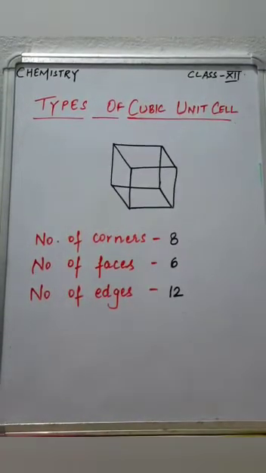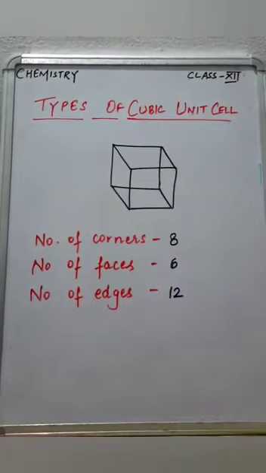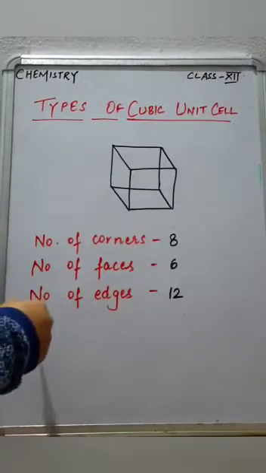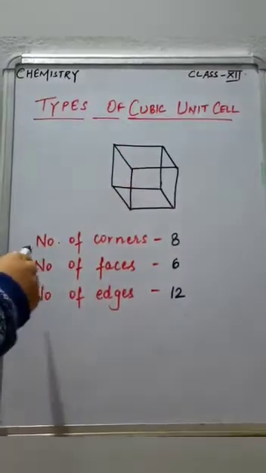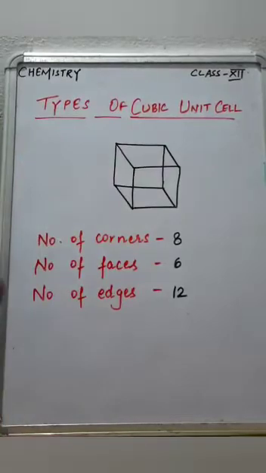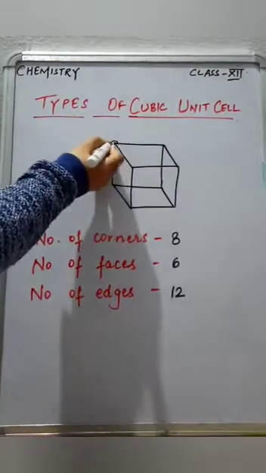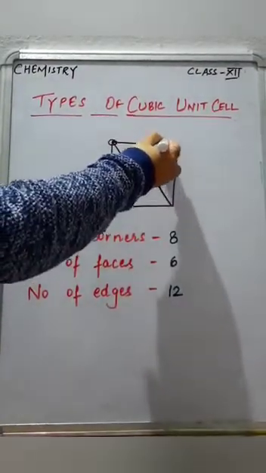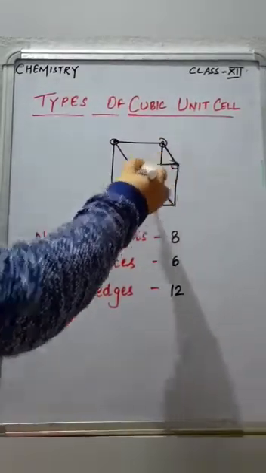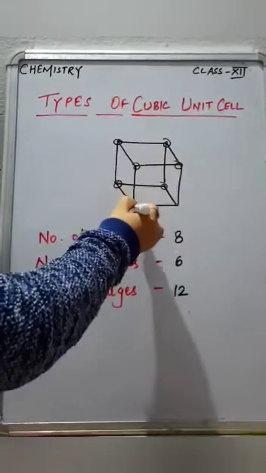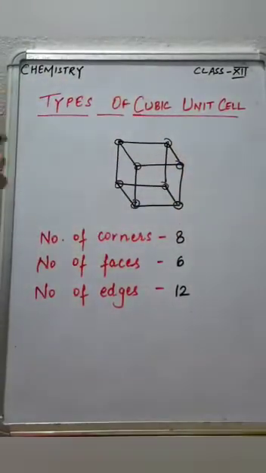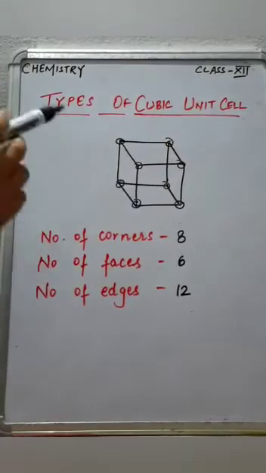Before studying these cells individually, let's study the number of corners, number of faces and number of edges in a cube. There are 8 corners in a cubic unit cell. What are corners here? This is corner 1, 2, 3, 4, 5, 6, 7 and 8. There are 8 corners in a cubic unit cell.